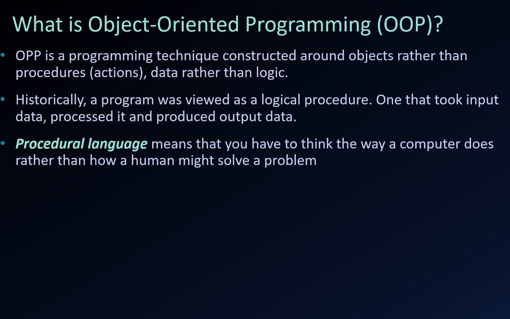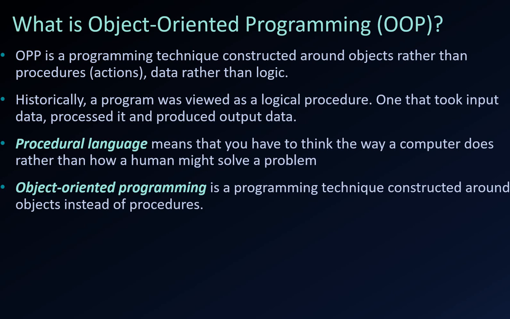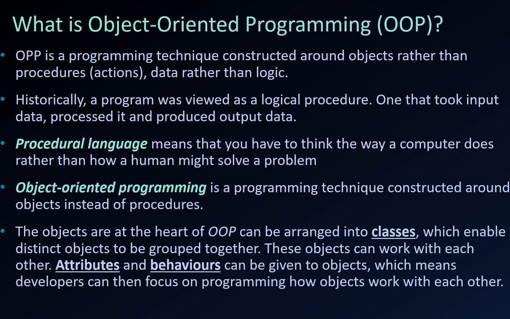As programming has become more complex, they needed a more efficient way to program, and so OOP was developed. Object-oriented programming is a technique structured around objects instead of procedures. So you have like little bricks that you build upon, and they can be reused. As you can see there, objects are at the heart of OOP. They can be arranged into classes, and you will find out about objects, classes, behaviors and methods shortly. So you can go back and look at this.